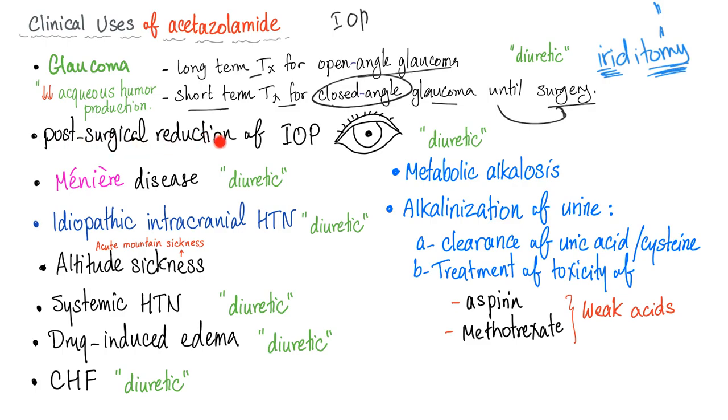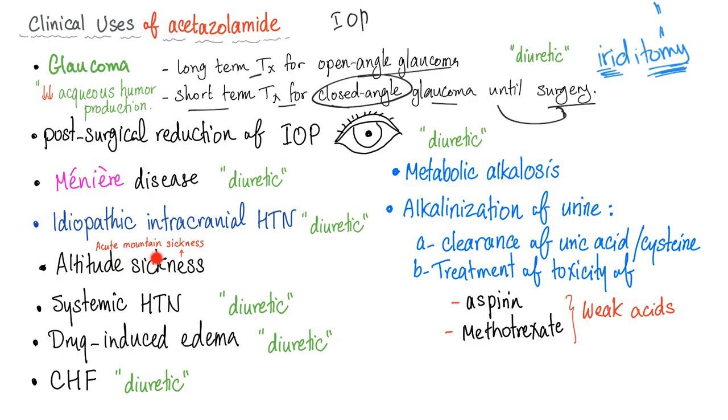Next, post-surgical reduction of intraocular pressure. Same concept. It decreases the intraocular pressure because it's a diuretic. Why is it a diuretic? Because it gets rid of sodium and water, #osmosis. Meniere's disease. Why? Because it's a diuretic. It decreases your labyrinthine pressure, if there is such a thing. Idiopathic intracranial hypertension. Why? Because it's a freaking diuretic.